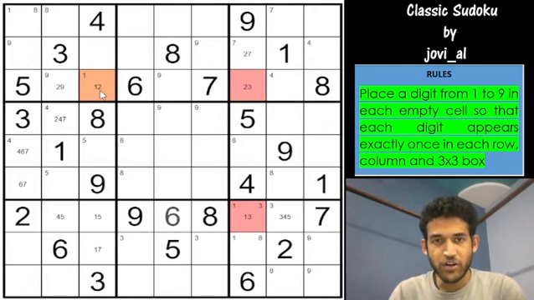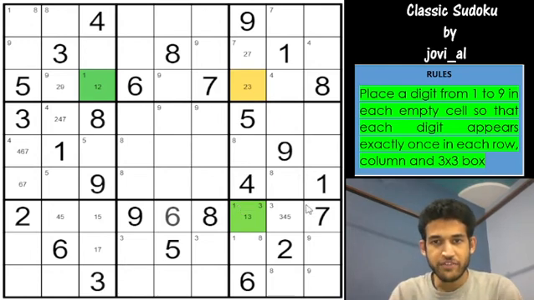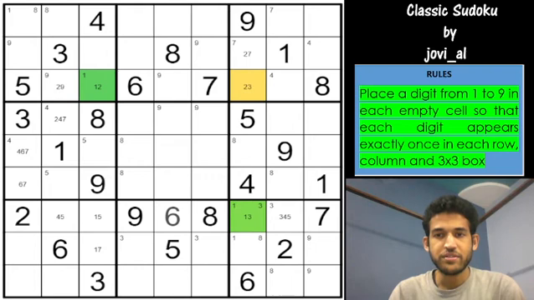For example, you cannot call this a hinge cell because this has no impact on this cell. And similarly, this is not a hinge cell because this has no impact on this cell. So this is a hinge cell, and automatically the other two cells become the wing cells. So these green cells are the wing cells. So this is how Y-wing pattern works. When you identify such a pattern, you can always eliminate the digit which is common between the wing cells.